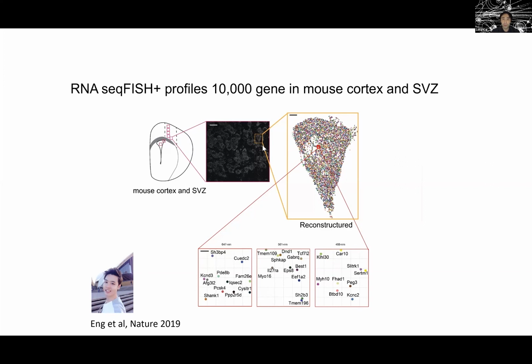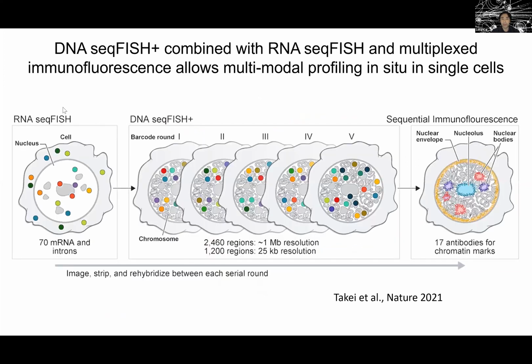So for our most recent work, we integrated this method, RNA seqFISH, with DNA seqFISH, which allows us to look at thousands of regions. We looked at about 2,000 regions that are roughly 1 megabase apart in the whole genome, and then another 1,000 regions at about 25 kilobases. On top of these RNA and DNA measurements, we can also look at multiple antibodies by immunofluorescence, about 17 antibodies.